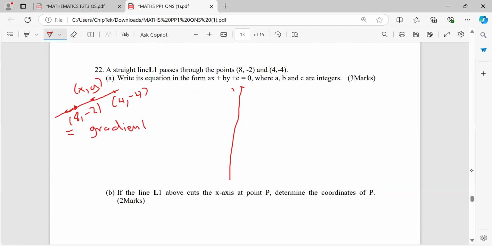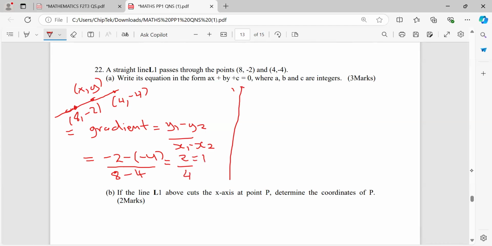So first thing, so far tutafuta ni gradient. Okay, gradient, na gradient equal to change in y over change in x, y1 minus y2 over x1 minus x2. So y1, let's say hii ndo y1, hii y2, x1, x2. So -2 minus -4 all over 8 minus 4. So hapa minus minus itakuwa positive, so itakuwa -2 plus 4 which is plus 2, 8 minus 4 which is 4, which is half. So tayari ushapata gradient.